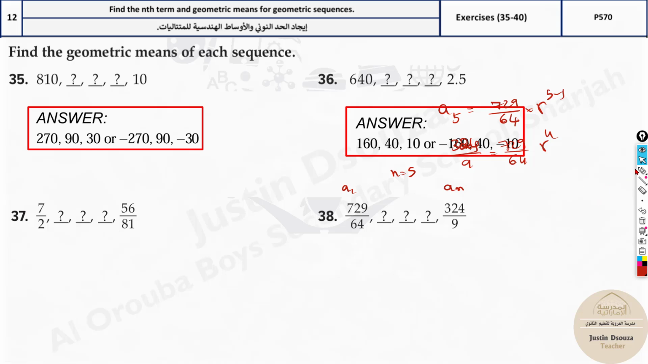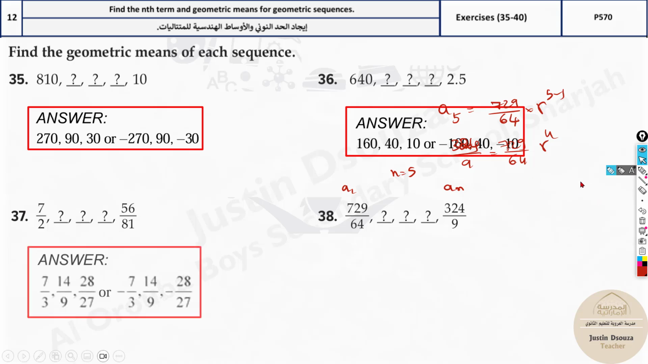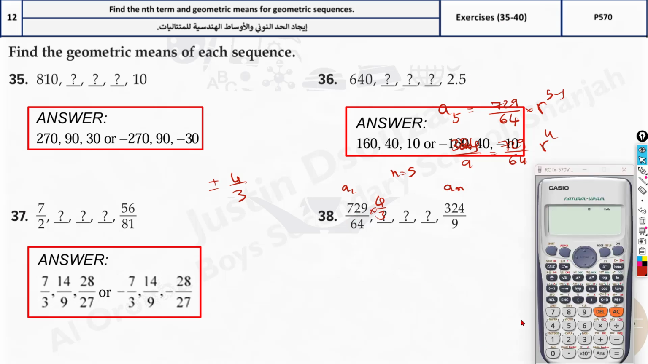So now r is not just 4 by 3. It can be plus or minus 4 by 3. We will keep this plus or minus 4 divided by 3. Now you just have to multiply, first plus 4 by 3, then minus 4 by 3. So you will have two different answers. Let's do that in the calculator. Here, let's take the first term, 729 divided by 64 multiplied with 4 by 3, 4 divided by 3. Let me do the negative one now.